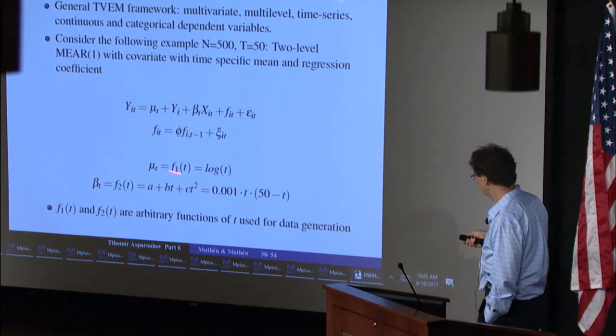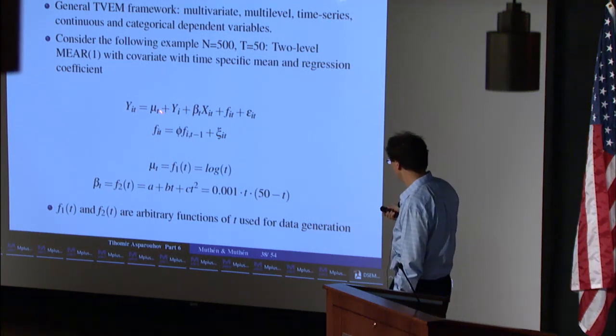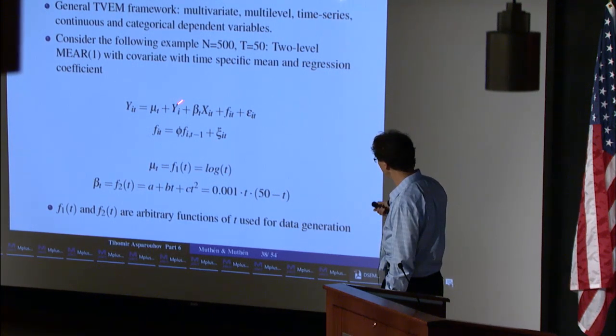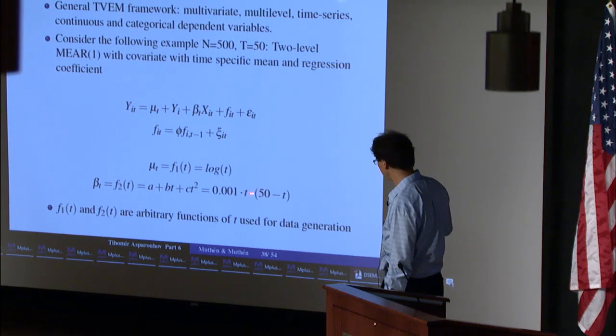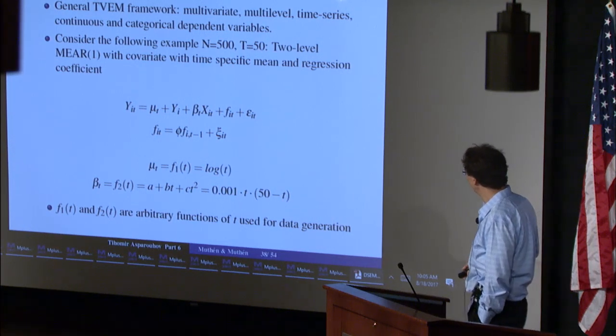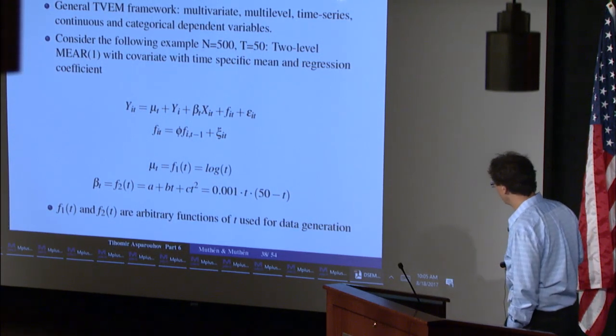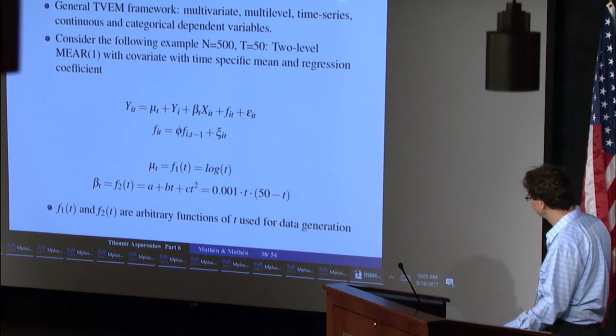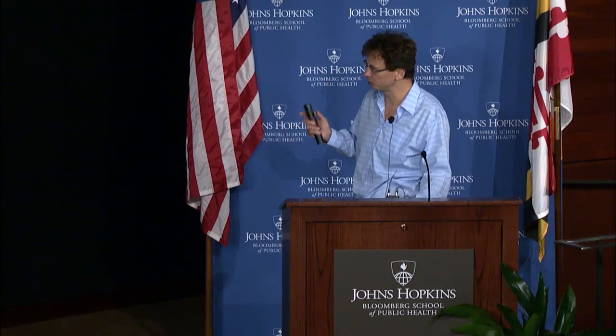And we're going to put some completely non-parametric functions here for these parameters. So mu_t is just going to be the log of t, and beta_t here is going to be a quadratic function of t. We're just going to see if we can actually estimate these things using the DSEM framework, and they're completely arbitrary. Just to remind people, TVEM means time-varying effect models, so intercept and slope are varying across time. Essentially any structural parameter here could be varying across time.